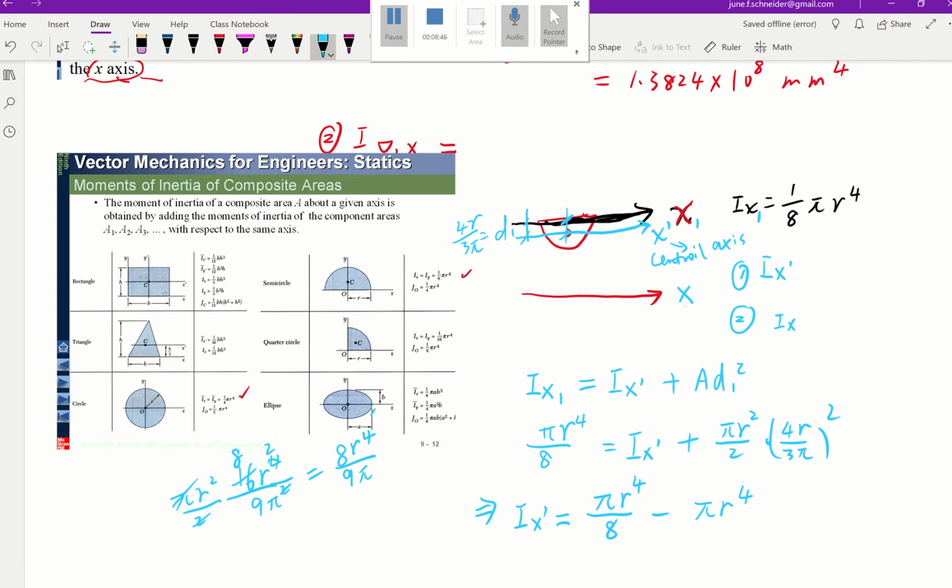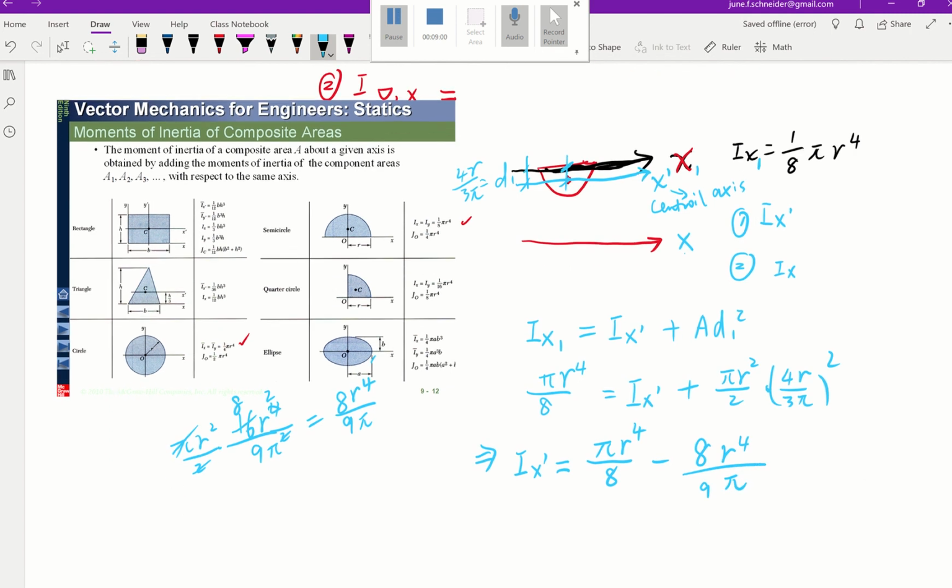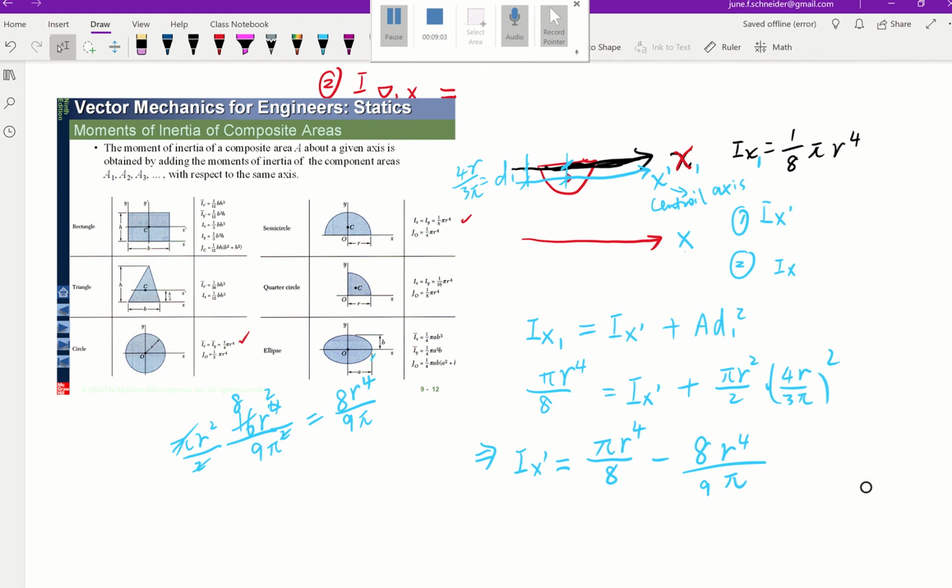So I'm going to bring that one right here. It will be 8r to the 4th over 9π. All right, so that's going to be our Ix prime. If you want to continue simplifying it, I can take r to the power 4 out, and inside the parentheses will be π over 8 minus 8 over 9π. So that can be a formula you can put in your book, around here where you can see the centroidal Ix prime and what it's equal to.